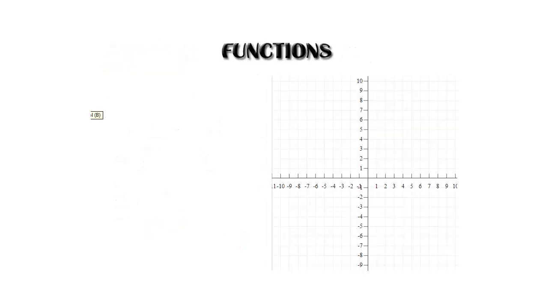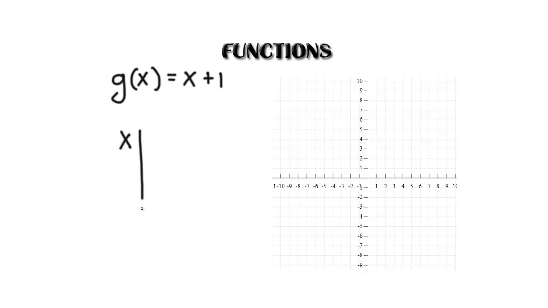Alright, let's take a look at another function. Let's call this function g of x. So g of x is going to equal x plus 1. And we can easily make a function table or a t-table for this function. So x is the independent variable, and g of x will depend on whatever x is. So we'll do g of x on this side.